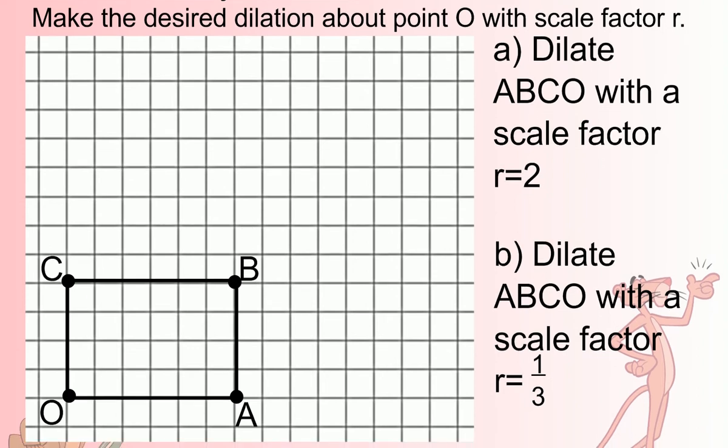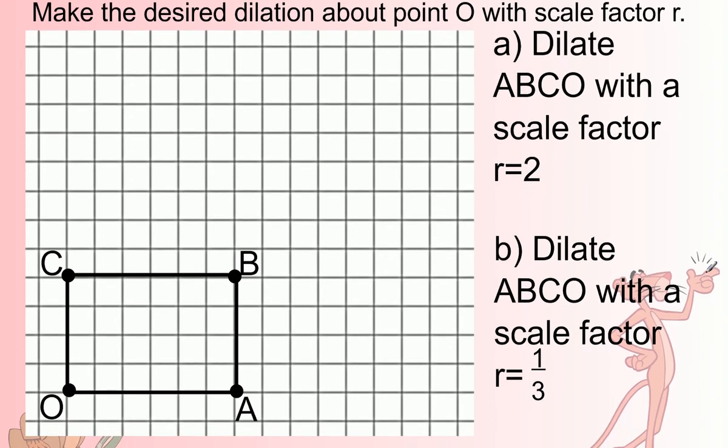Example 2. Now what we're going to do here is make a dilation. The directions say, make the desired dilation about point O, so there's my center point, with a scale factor of R. And I tell you here what the scale factors are: R equals 2, R equals 1/3, and we have letters C and D as well. So let's see here. Dilate ABCO with a scale factor of 2. Now, what that scale factor means is that every distance, so the distance from A to O, needs to be 2 times, twice as big.